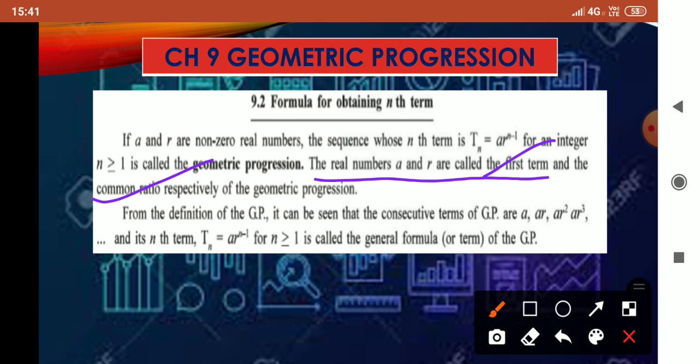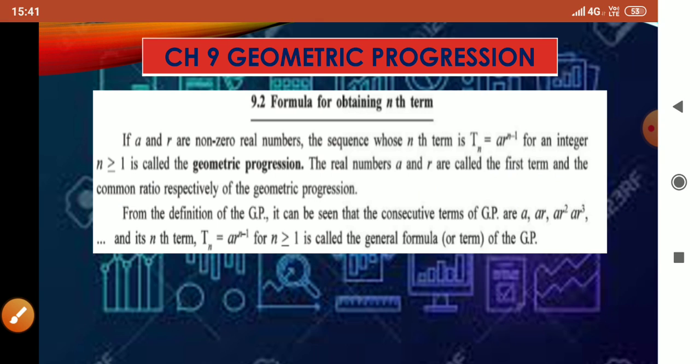Okay, so your consecutive terms will be ar square and ar cube. You have to learn this thing. First of all, you have to learn what is tn. Tn equals ar raised to n minus 1. And your consecutive terms of GP will be ar square and ar cube and so on till the nth term. Okay, this is also called the general formula of geometric progression. Tn equals ar raised to n minus 1.